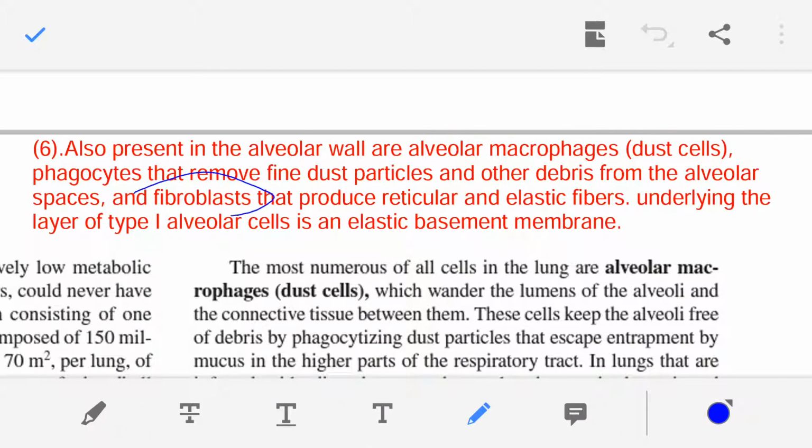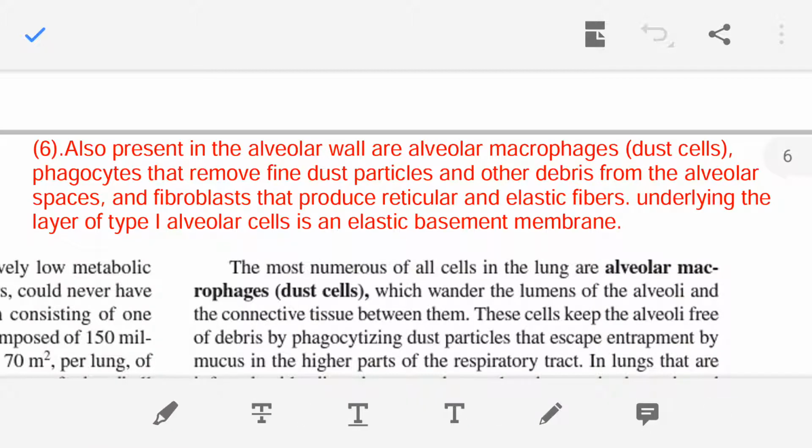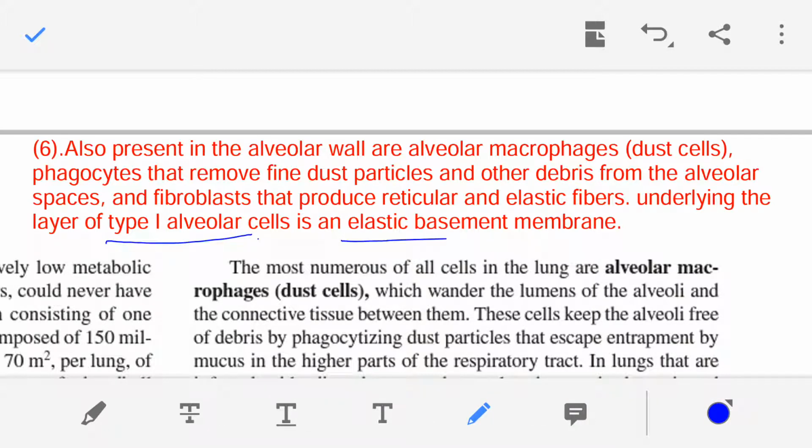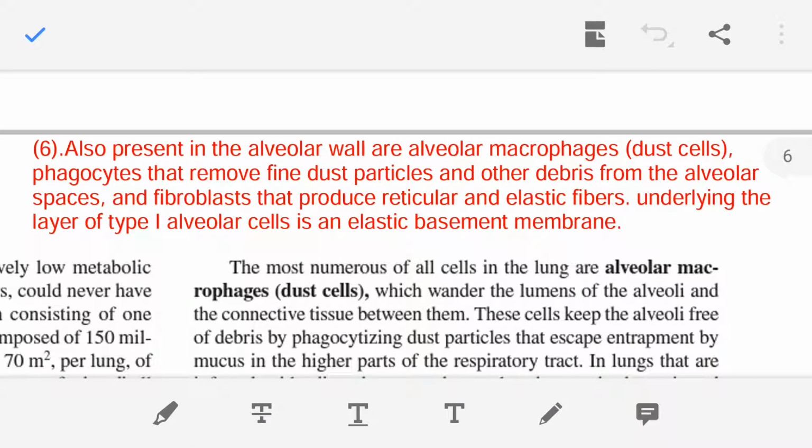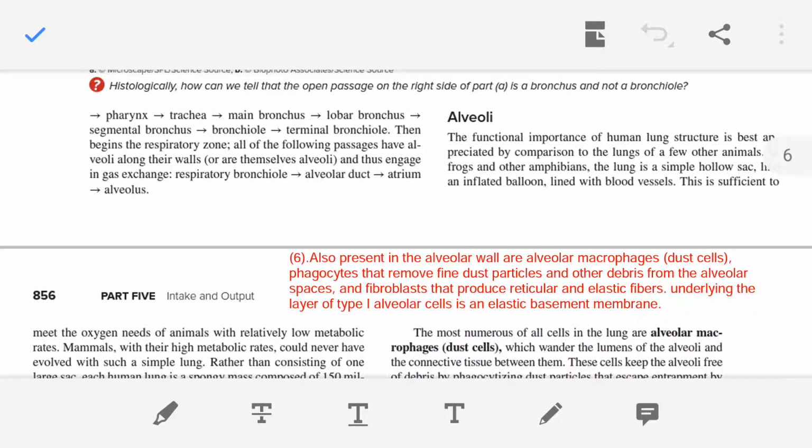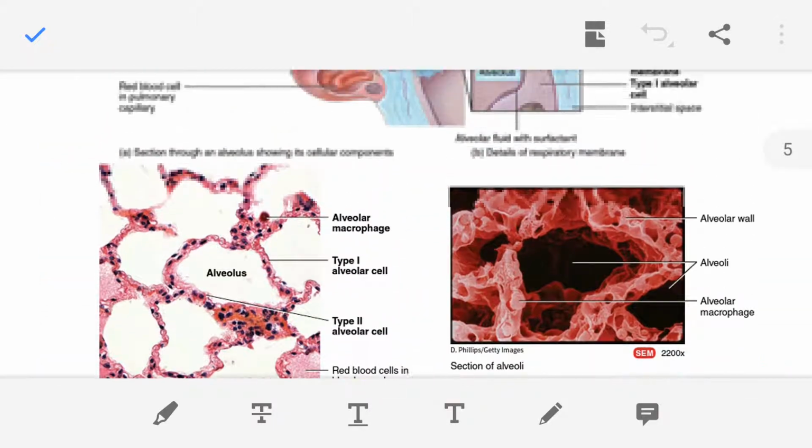Then the fibroblast cell. The fibroblasts produce reticular and elastic fibers. Now, underlying the layer of type 1 alveolar cell is an elastic basement membrane. So under the type 1 alveolar cell, the elastic basement membrane is present. And in the figure I am showing you this elastic basement membrane.